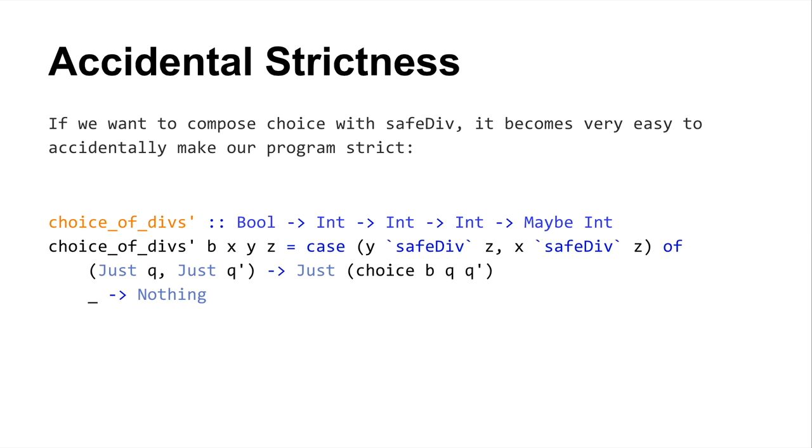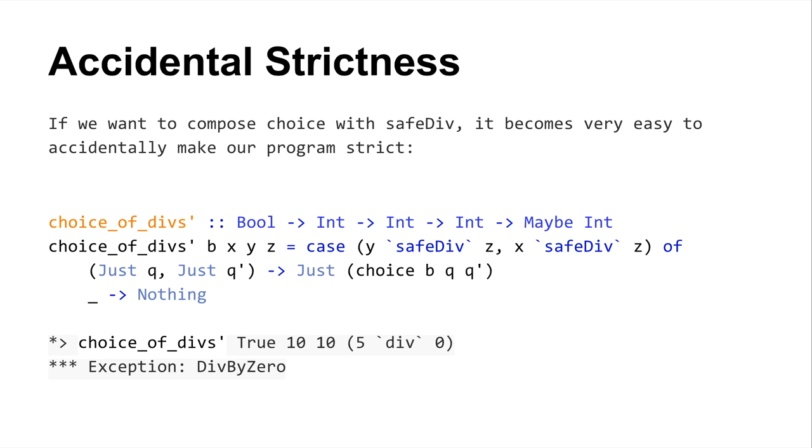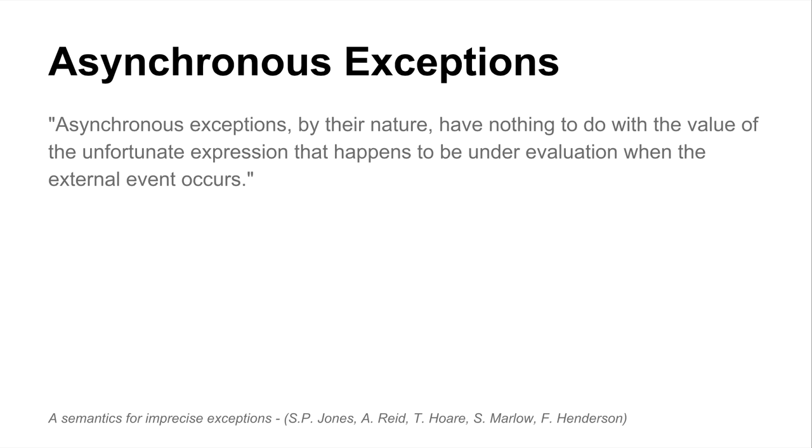Now you'll notice that in order to apply choice to two integers, we actually have to pattern match on the return value. We have to pattern match the constructor of these safe div calls. And what we've accidentally done here is made this program strict. So the same, choice of divs prime true 10 10. This should only work on the left-hand side. But the fact that we're doing this pattern matching actually drives evaluation of that expression on the right-hand side, and we get a divide by 0. So this is not an insurmountable problem, like just don't do this, but it becomes easy to make little mistakes that have cascading effects through your system.